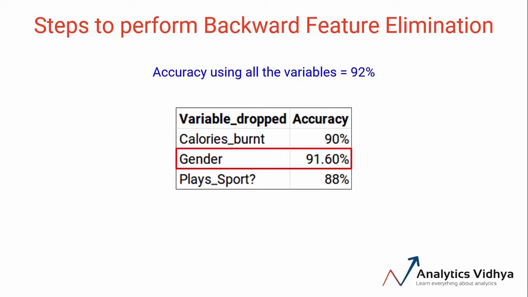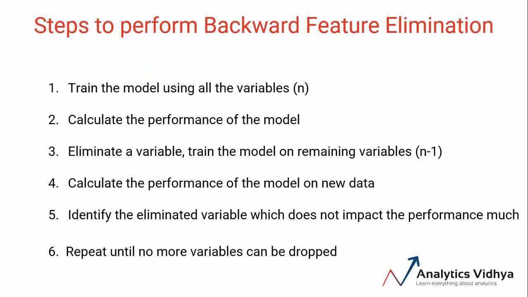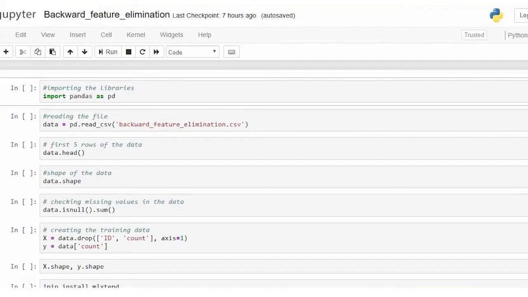If you see, gender has produced the smallest change in the performance of the model. First, it was 92% when we took all the variables, and when we dropped gender, it was 91.6%. So we can infer that gender does not have a high impact on the fitness level variable, and hence it can be dropped. Finally, we will repeat all these steps until no more variables can be dropped. I hope you got a very good sense of how backward feature elimination works. It's a very simple but a very effective technique. In this video, we will see how to implement it in Python.